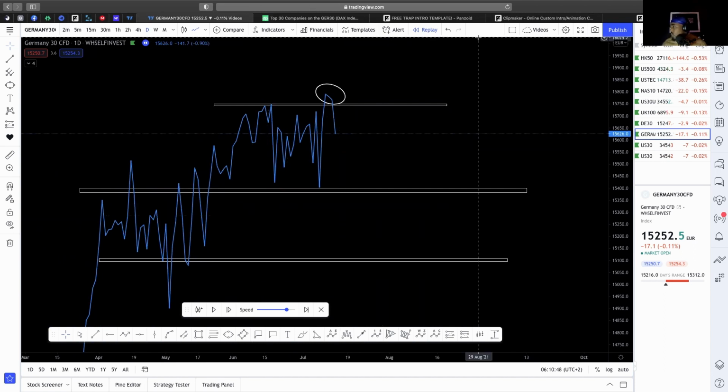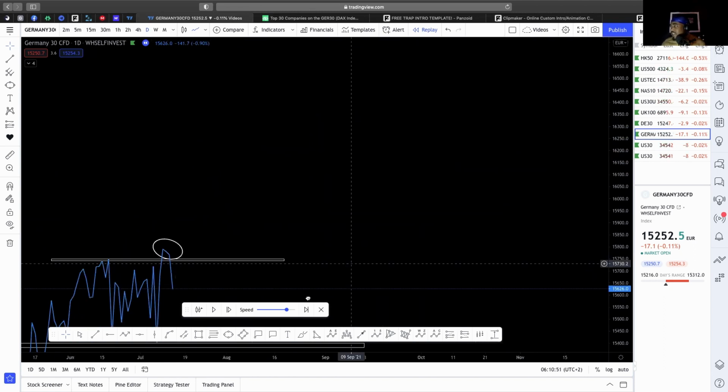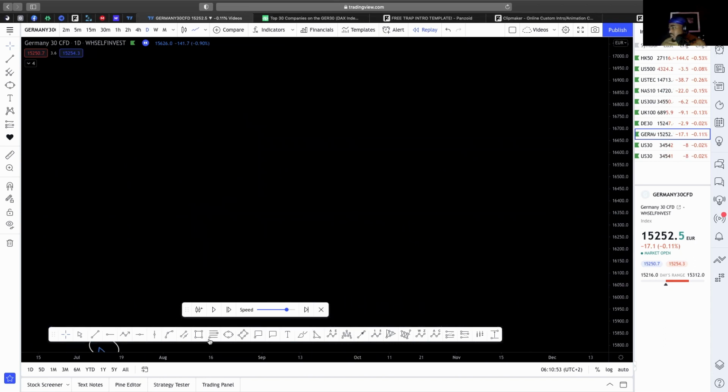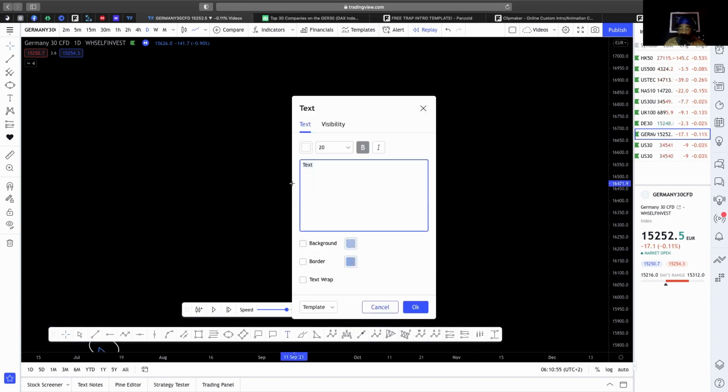So now, with that understanding of taking trades on support and resistance, there's a golden rule in Forex. We want to sell high, buy low.